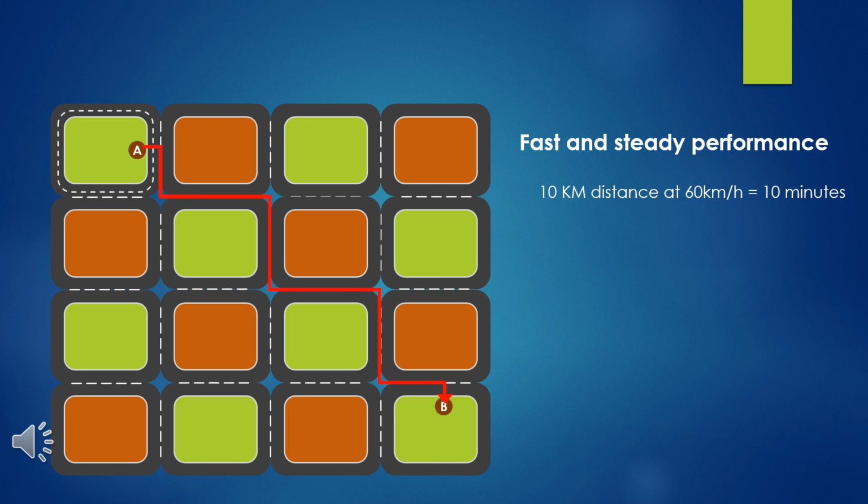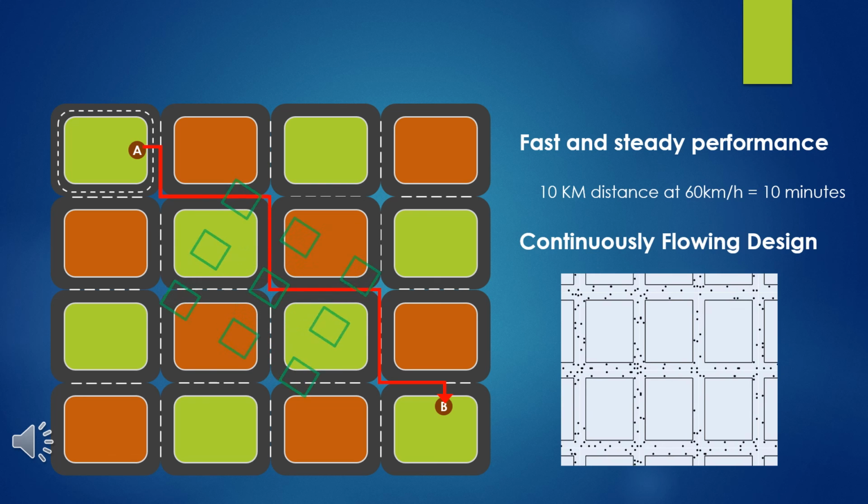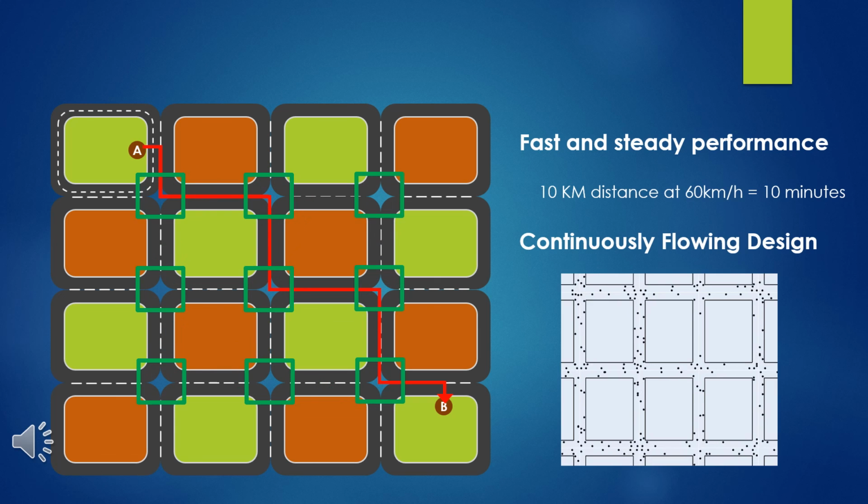That means if the total distance is 10 kilometers and your average speed is 60 kilometers per hour, then you can expect a 10-minute travel time every day, no matter if it is rush hour or midnight. The green box area shown in the diagram used to be the bottlenecks of our city road network. Now they are continuously flowing well and generate zero vehicle conflicts.